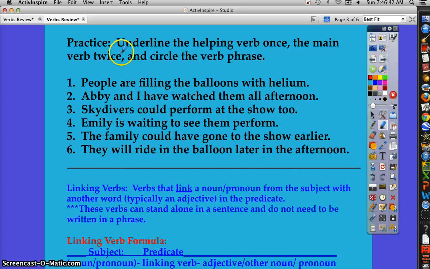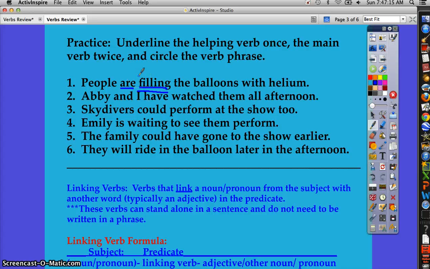So taking a look at the practice section this time, underline the helping verb once, the main verb twice, and circle the verb phrase. So let's take a look at number 1. People are filling the balloons with helium. So if I think about what the main verb is first, what are the people doing? They're filling. So we're going to underline filling with 2 lines. That's the main action. And then there's a word in front of filling helping us to know when that's happening. The word are indicates present tense, telling when the people are filling the balloons.